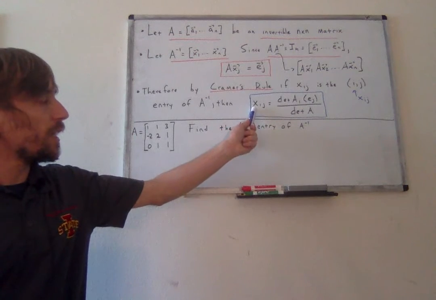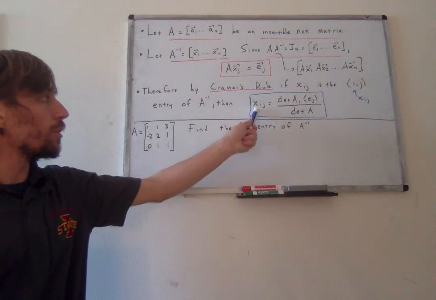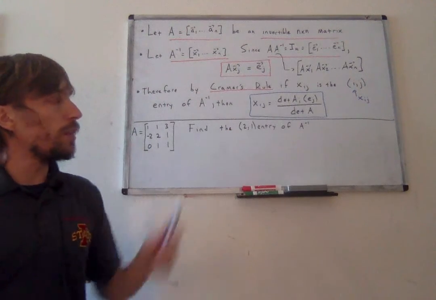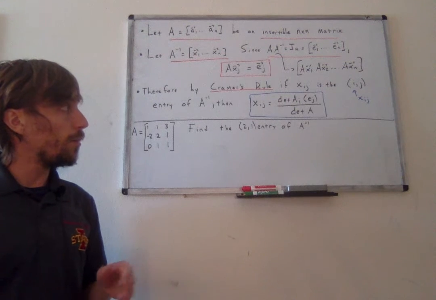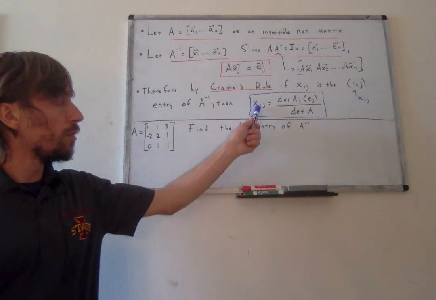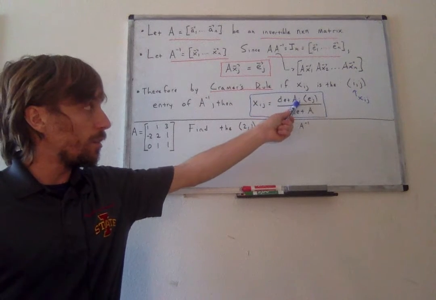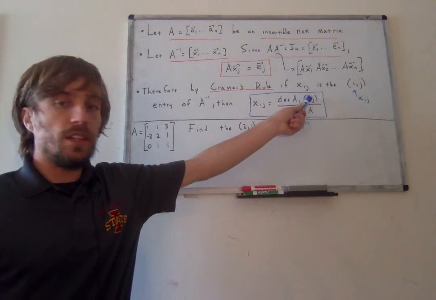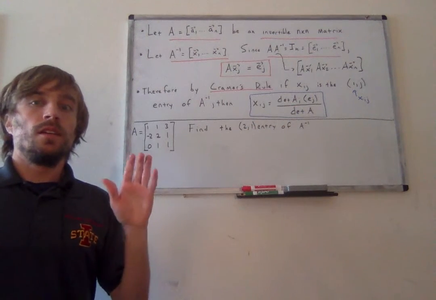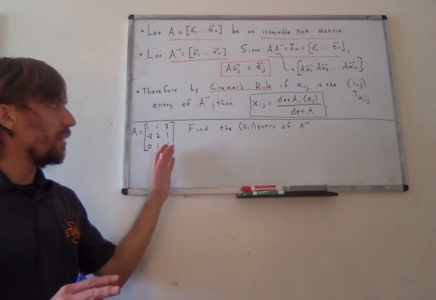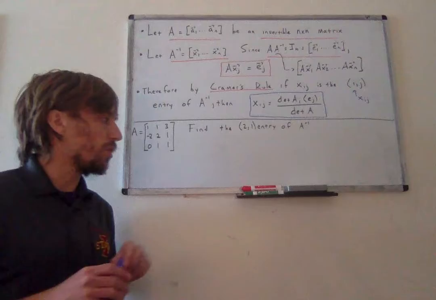But remember, for the entry in the ith row and jth column of A inverse, I replace the ith column of A with the standard basis vector e sub j, and then divide by the determinant of A. This is much easier to see by doing an example. I think we can put all the indices in place and start to work things through.